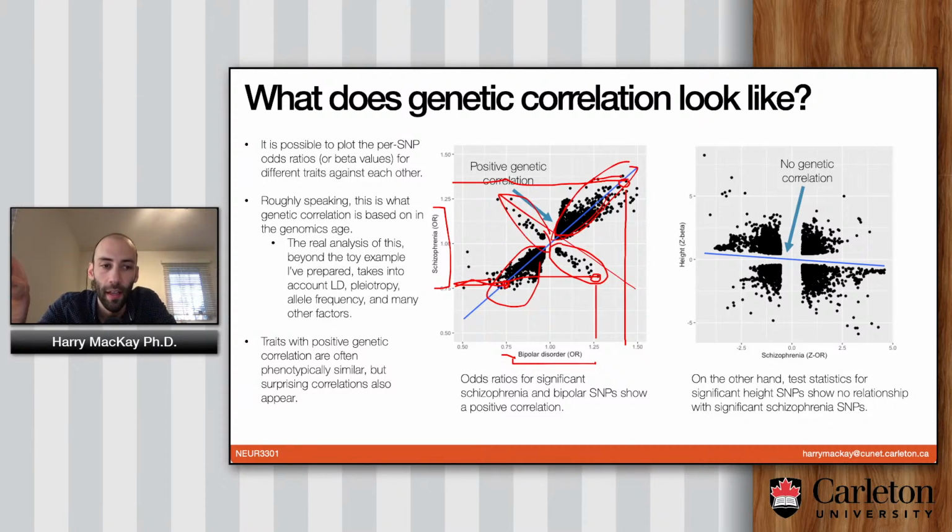So if you look at this, you can see that the genetic architecture of bipolar disorder and schizophrenia is actually fairly similar. A lot of the same SNPs have similar effects on both phenotypes. Now, this isn't always how it works. You can't just throw any two data sets together and find a positive correlation. If you take things that have nothing to do with each other, you'll find no correlation.